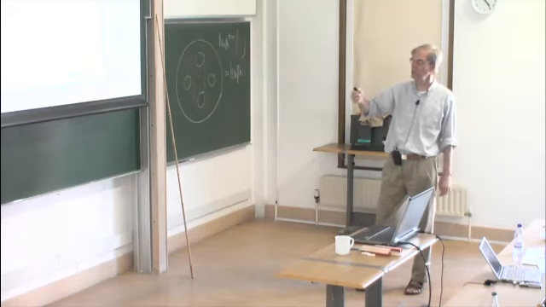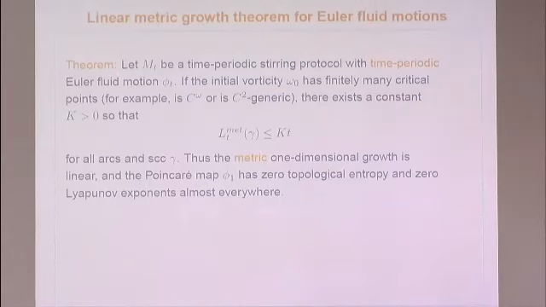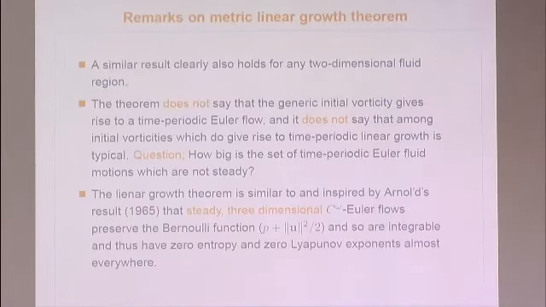So it's bounded above with a linear bound. All right, so this metric one-dimensional growth is linear, and people who know dynamical systems know that this implies kind of trivial dynamics, no entropy, most of your Lyapunov exponents are 0. All right, so this is the linear growth theorem.